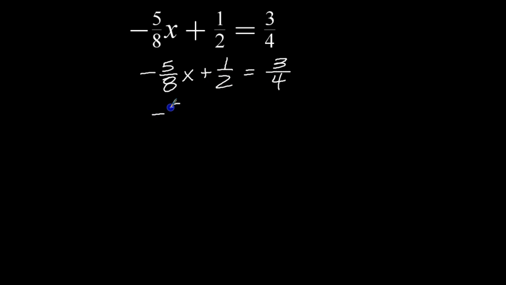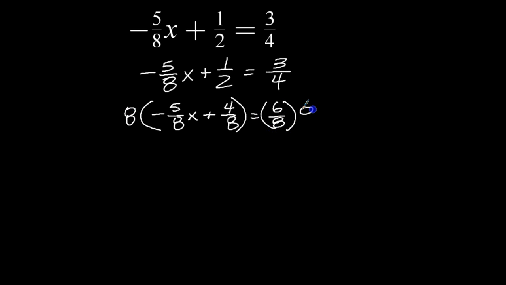So negative 5 eighths x plus 1/2 is now going to become 4 eighths, is equal to 3/4, which is going to become 6 eighths. Now I'm going to multiply both sides times 8, because that's what's going to clear these fractions out. So I'm going to multiply this side by 8, and this side by 8. Well then what I get is, 8 divided by 8 is 1, so I'm left with negative 5x, and 8 divided by 8 is 1, so plus 4 is equal to, and 8 cancels with this 8 with 6.